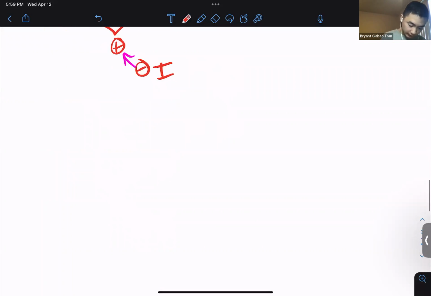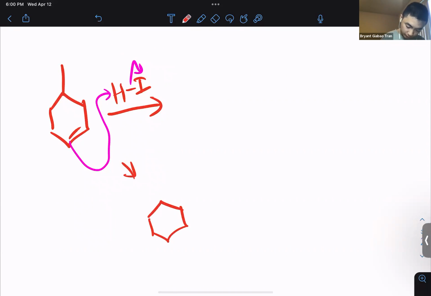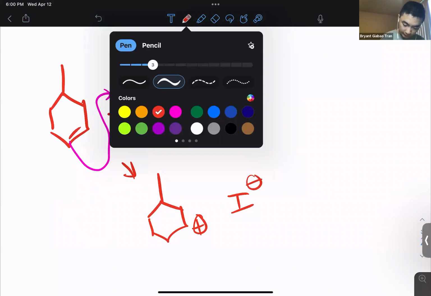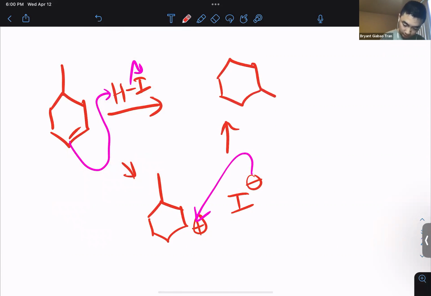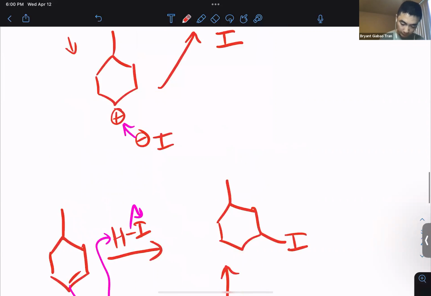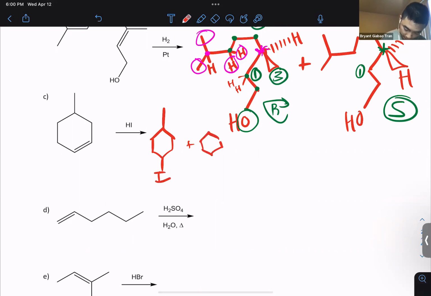Okay, but let's say that the other carbon instead grabs the hydrogen of the HI, kicks out the iodine there, then we would form the carbocation on the other carbon, where the iodine can then attack that carbocation, giving us our second product here. Okay. So we would have 2 products here, which is this and this.